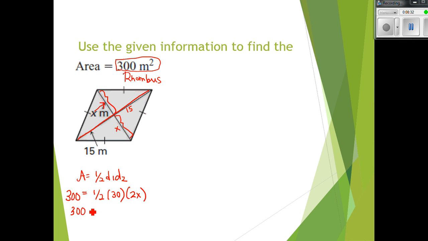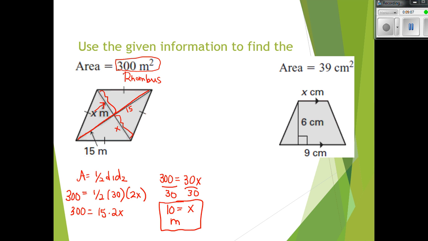So I've got 300, which is equal to half of 30, which is 15, times 2x. And if I simplify this further, 300 equals 15 times 2x, which is 30x. To solve for x, I would divide by 30, and I would get x is 10. So x is 10 meters. Now remember, we were looking for a length, not an area, so we would say 10 meters. All right, let's try another one. Make sure that you're writing these down and getting them into your notes.